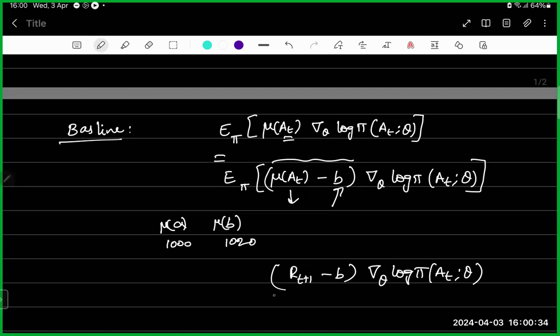I'll prove that it won't change, but you agree that if I use any other function where both these terms are the same, then instead of using this, I can use this for my SGD update, right? No, that is not what I mean. So instead of using 1000 here, I'll use 1000 minus 1000 plus 1020 by 2. It can be any function which is independent of AT, which doesn't depend on AT.